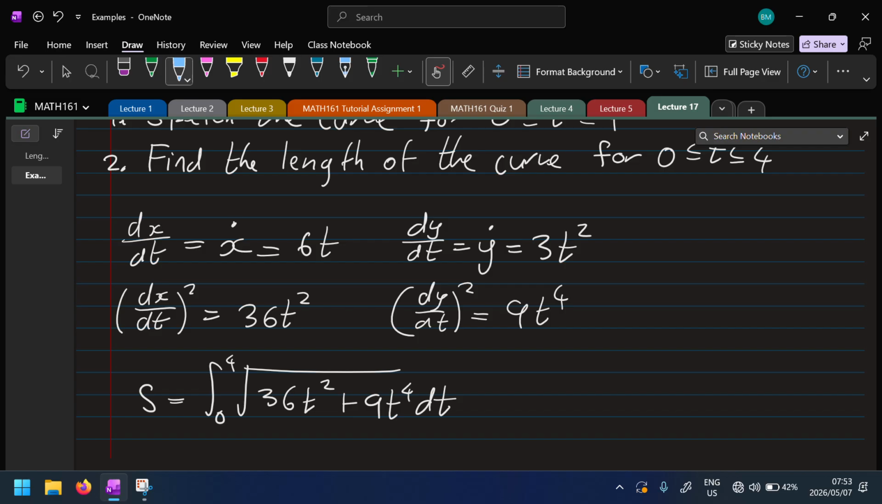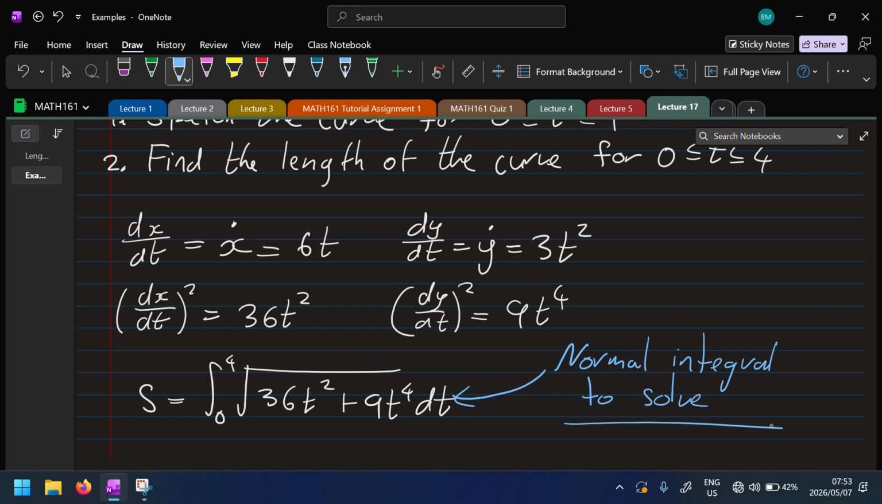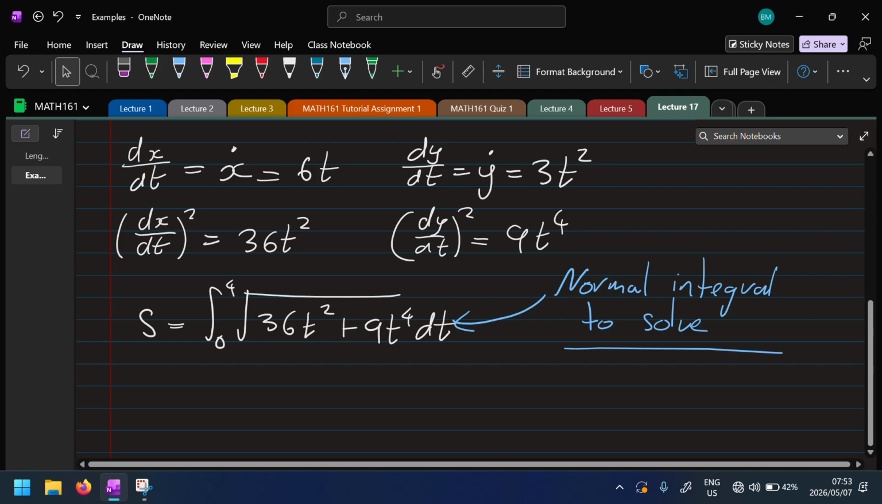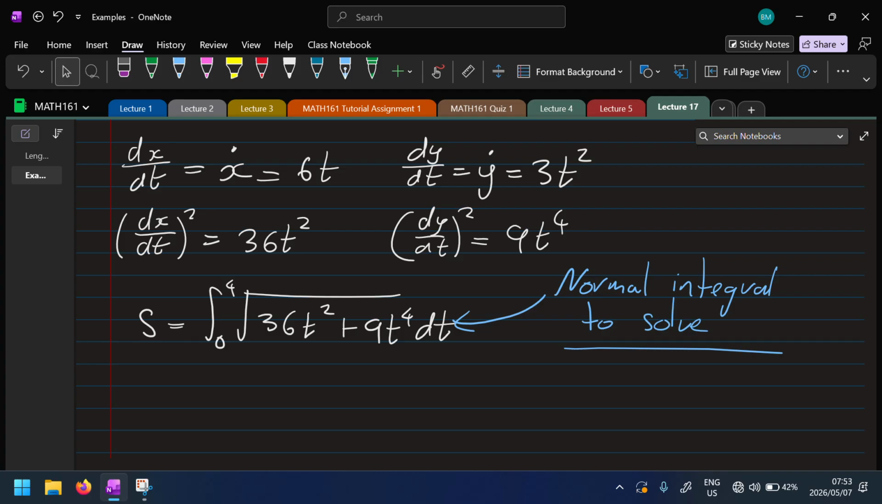Okay. Once we're done with all of the deriving and squaring and substituting, this just becomes a normal integral. Yeah, so we go back to our integration techniques from last term. What do we do with that? What can we do?